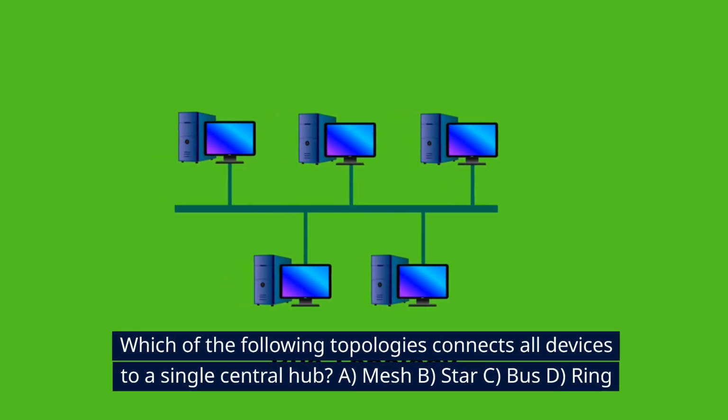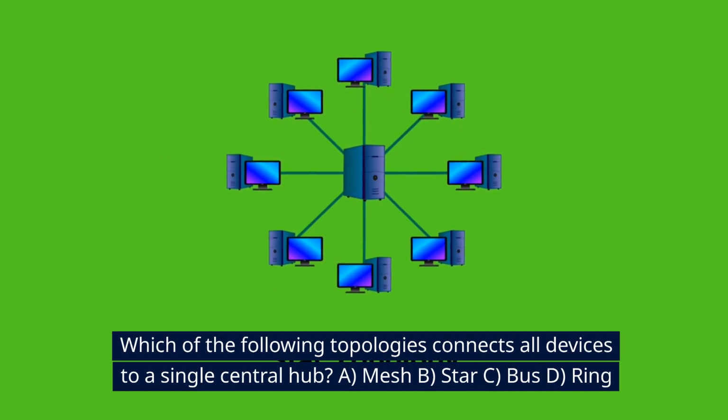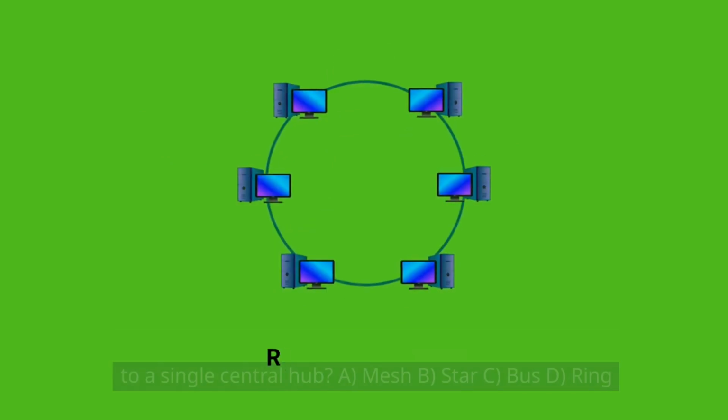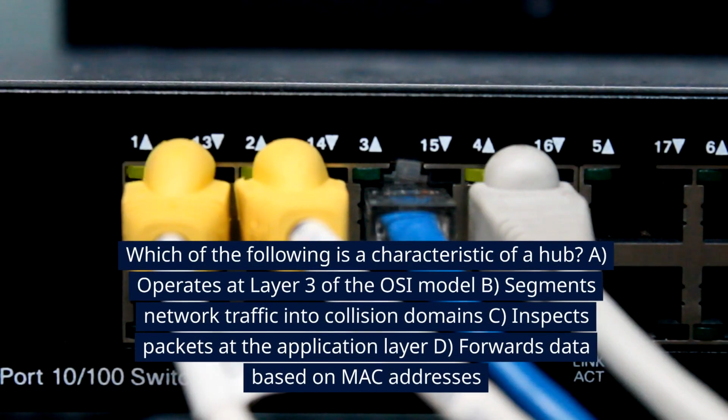Which of the following topologies connects all devices to a single central hub? A. Mesh. B. Star. C. Bus. D. Ring. Answer: C. Bus. Which of the following is a characteristic of a hub?